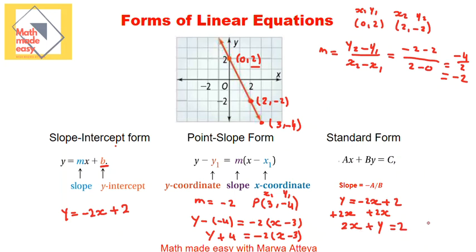If you want to check, we said that the slope in this case is equal to negative a over b. A is the coefficient of x, so negative 2, and b is the coefficient of y, which is 1 in this case, so it is equal to negative 2, which is the same slope we have found from the start. So I have three different equations representing the exact same line.